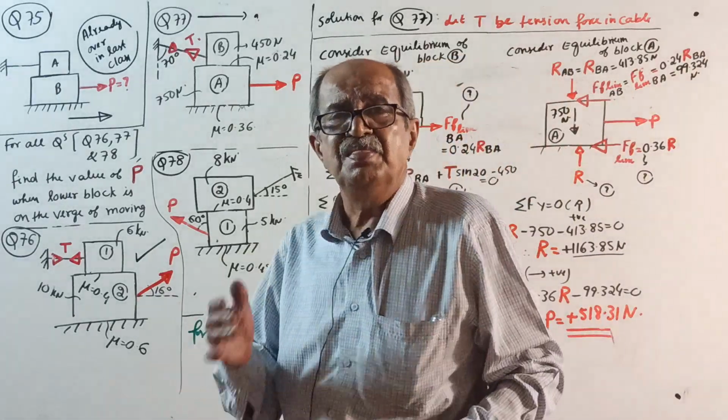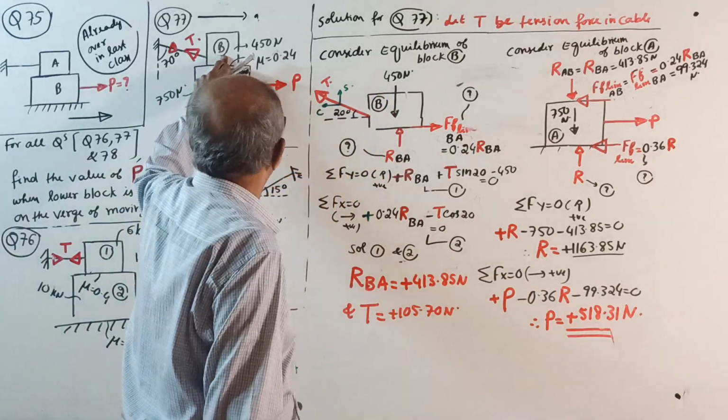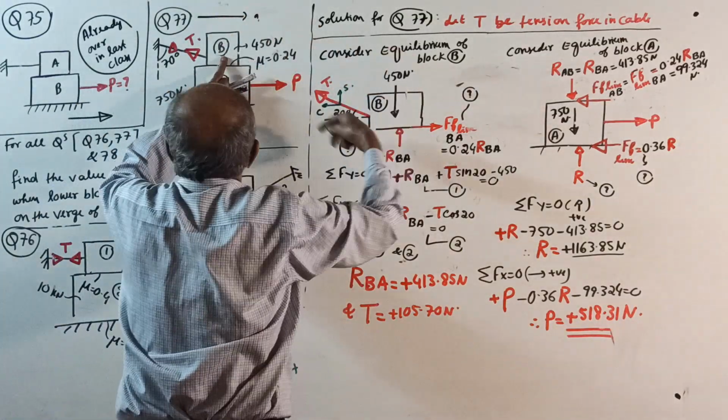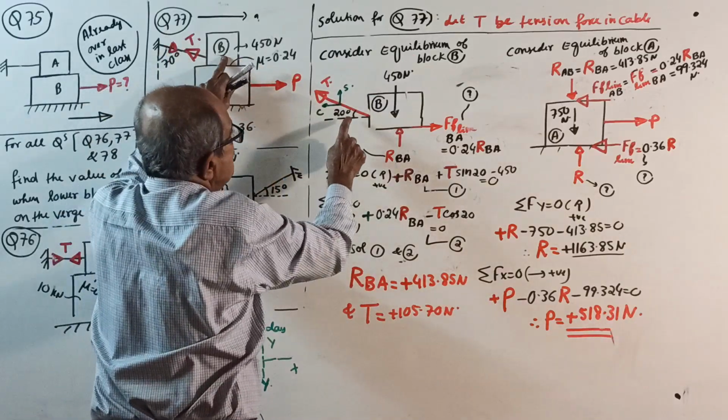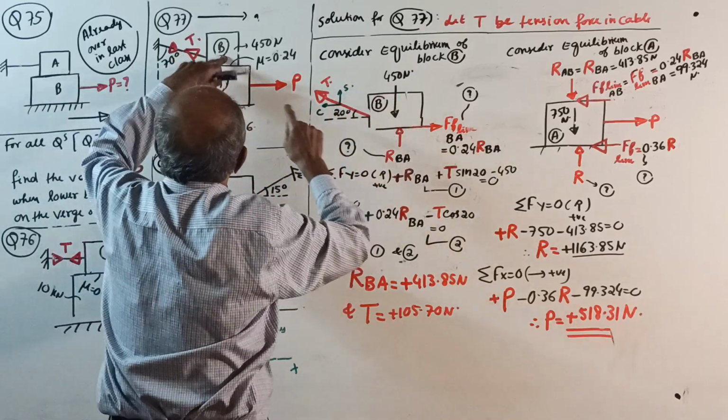I finished the question. I decided one thing now, I will tell you. Start with block B first, 450 down. Tension T, 70 with vertical means 20 with horizontal. See, cos, sine. P? No, this one, no P.